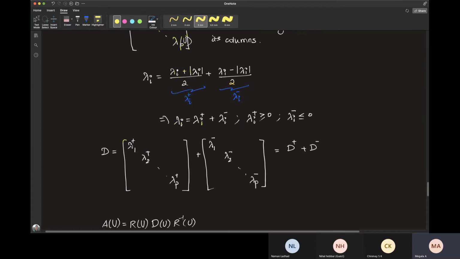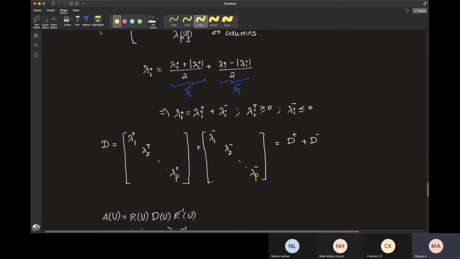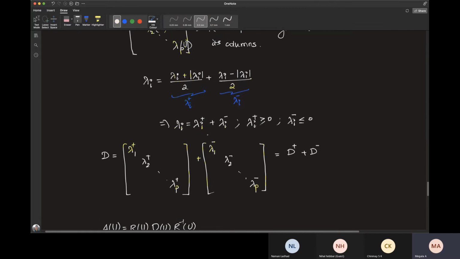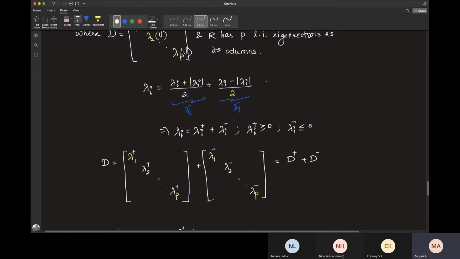We can have all positive quantities in one matrix and all negative quantities in another matrix. So now this is D plus and D minus. They are both diagonal matrices, but with only non-negative elements here, and here we have only non-positive elements. I mean, you're getting it, right? So because of Courant splitting, we'll have this.